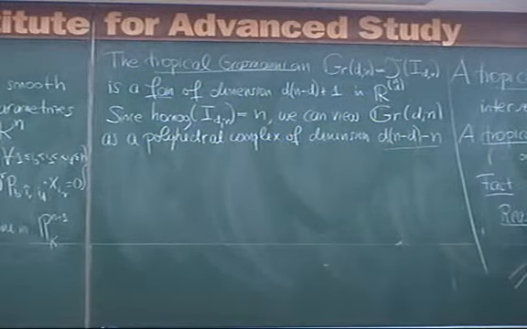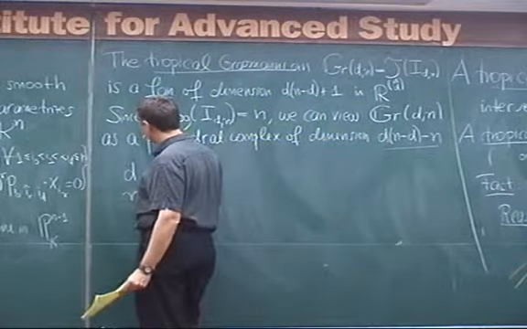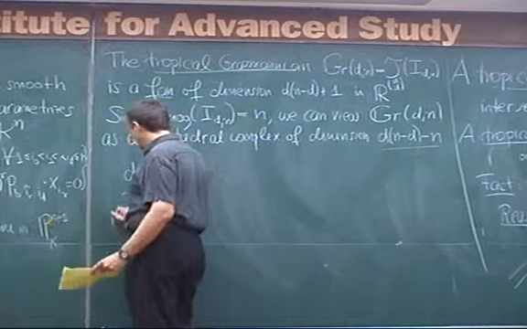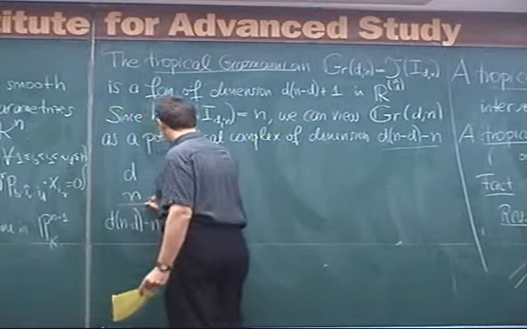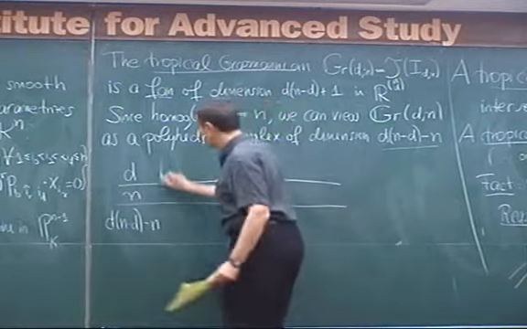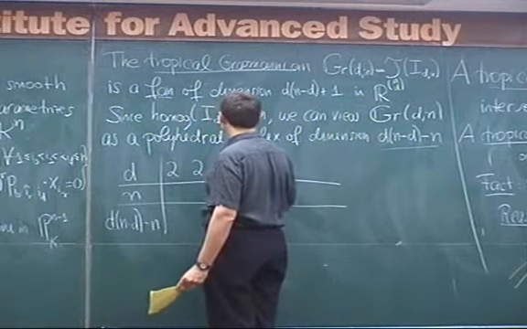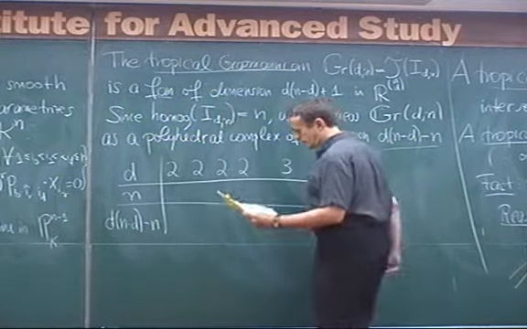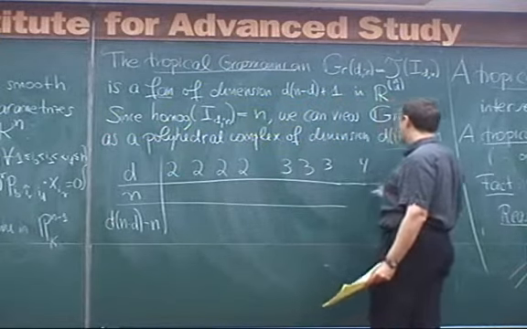Let me give you a little chart, so that we see how this grows. So here's d and n, and here's the dimension of the tropical Grassmannian. I'm always going to think about this as a polyhedral complex. Okay, so let's do some examples. So if d is 2, 2, 2, 2, and so on, here we have 3, 3, 3, maybe 4, and so on, right?